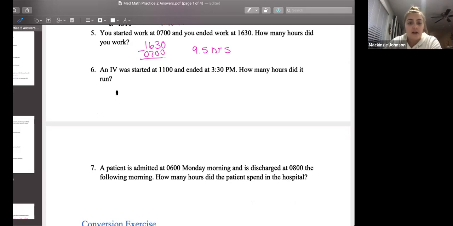Okay, an IV was started at 1100 and ended at 3:30 p.m. How many hours did it run? Think about how we would set it up. We need to convert to military time. We're going to do 1530 minus 1100, because 3:30 is going to be 1530. And then that'll give us 4:30, so it'll be 4.5 hours.